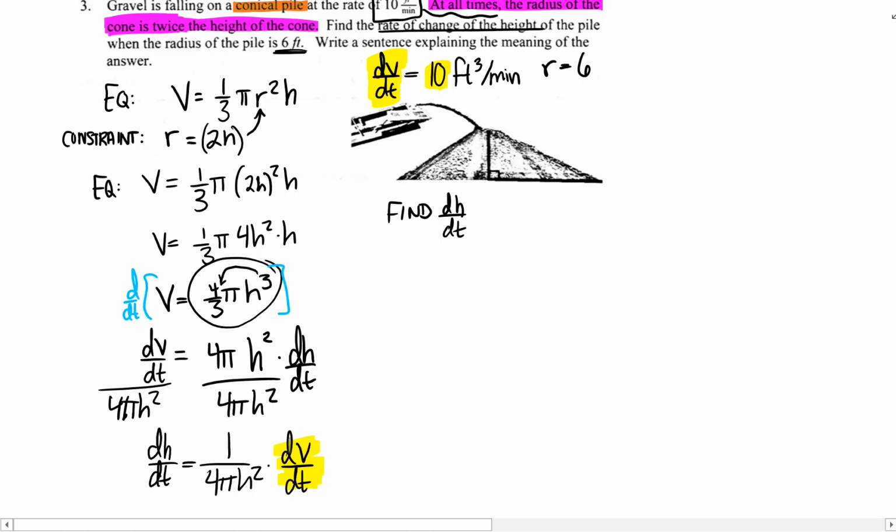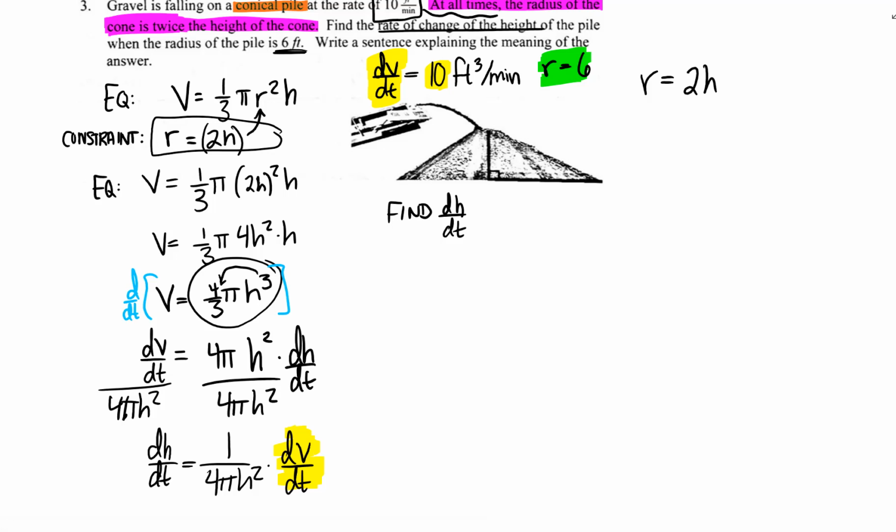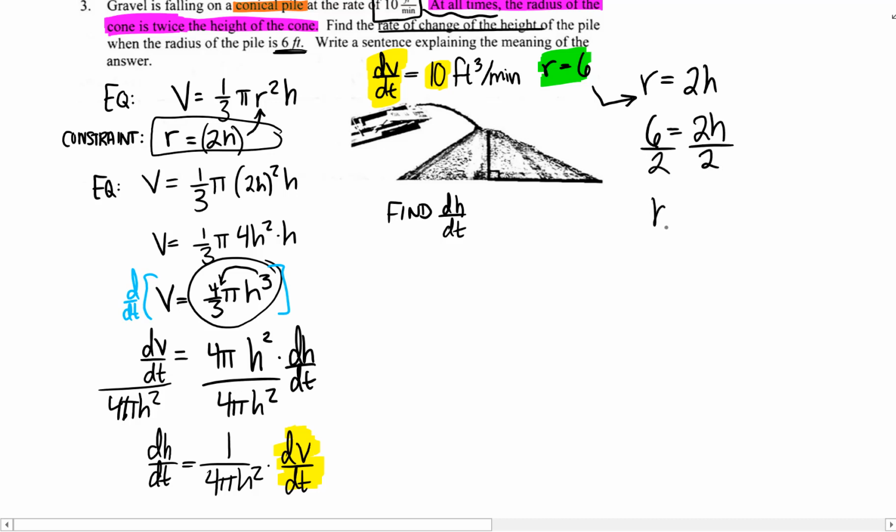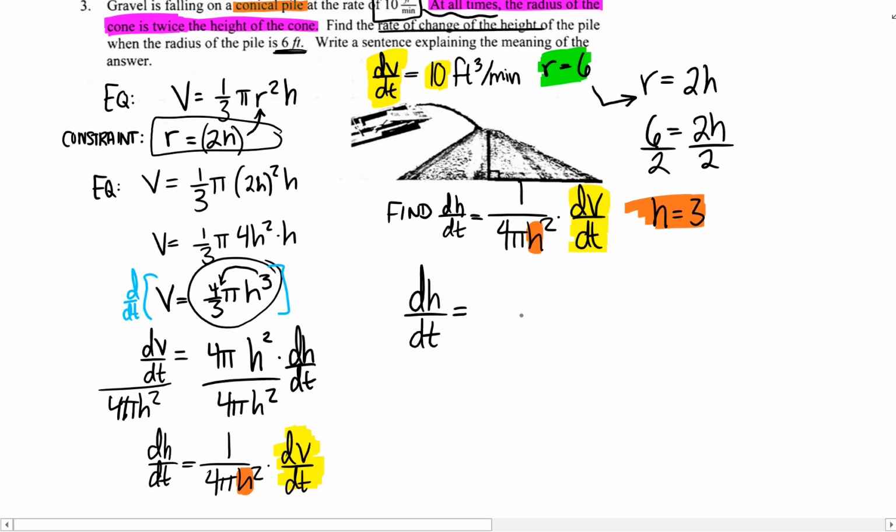For example, dV/dt is equal to 10, and r is equal to 6. My derivative doesn't have an r in it, it has an h. So how am I supposed to plug in a value for r when it's really a value for h? Well, do you know a relationship between h and r? Yes, you do. r is 2 times h at all times. So if r is 6, what is h at the exact time that r is 6? h is 3. Now we have all the pieces we need to plug in.